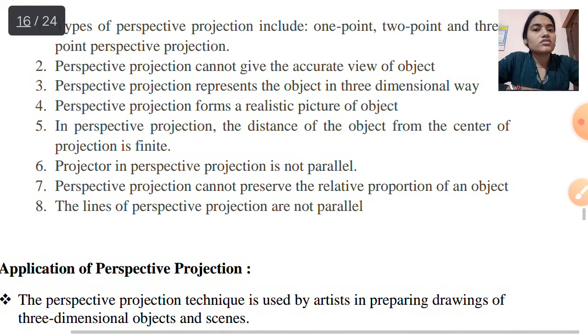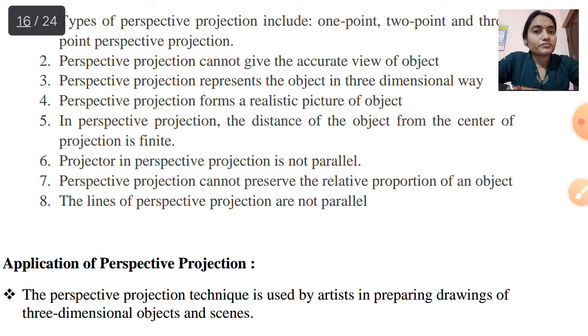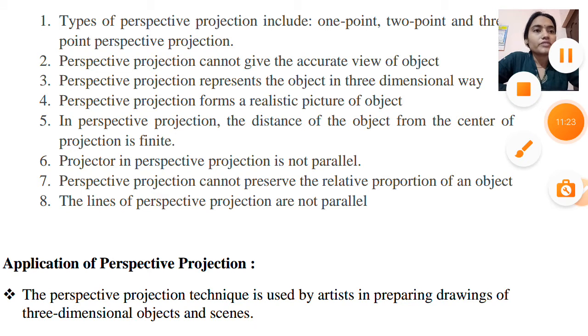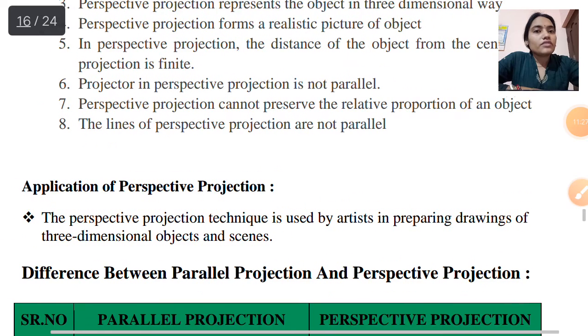Now let us discuss the application. Perspective projection technique is used by artists, but parallel projection can be used by engineers or architects. Here it is used by artists in preparing drawings of 3D objects or scenes. So this one is about perspective projection.